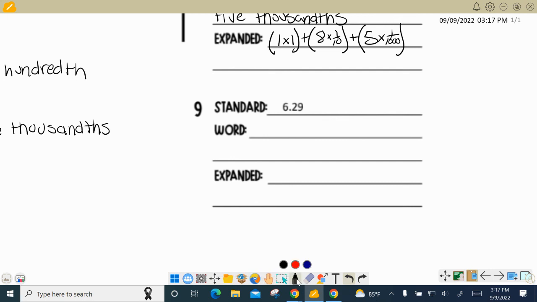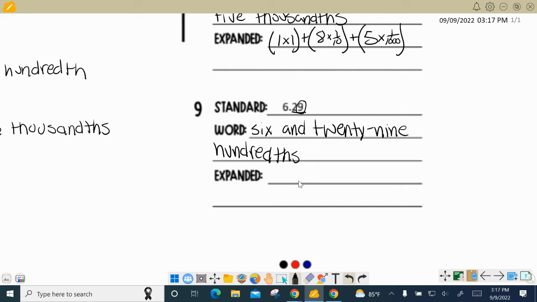Go ahead and try the word form on your own. All right, you should have written 6 and 29 hundredths. So this one looks a little bit different than the other ones we have done. Let's think about why. There's only 2 places after the decimal here, so we don't even get to thousandths. We stop at hundredths. So we read the number 29 just like you would read any 29. And then we add hundredths because the 9 is in the hundredths place. I hope you got that one correct.